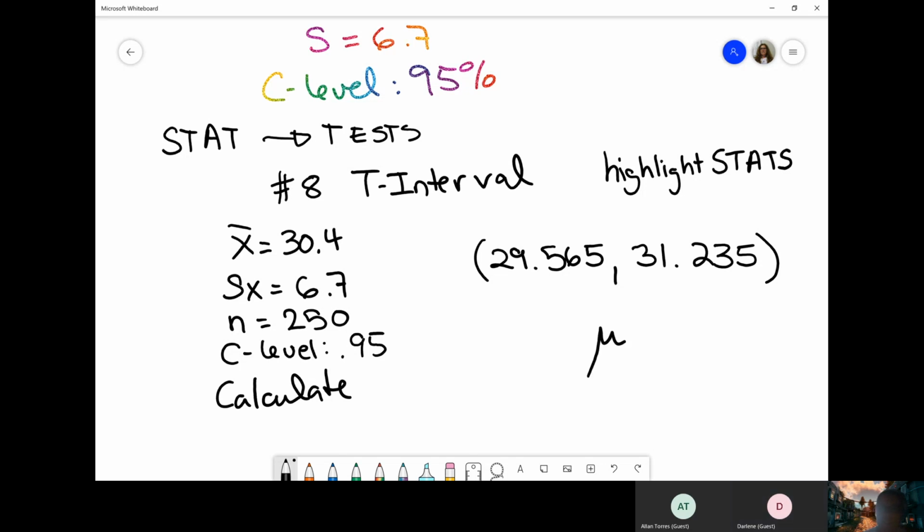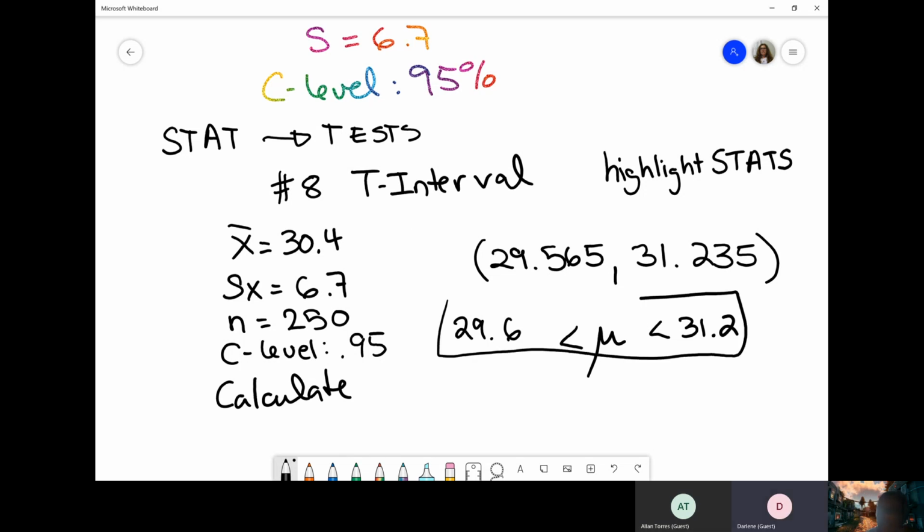The population mean, meaning the mean weight of all newborn baby girls, is somewhere between 29 point, and it says round to 1 decimal place, so 29.6 and 31.2. And that is your confidence interval. That's all you have to do when you use the confidence interval. You use the calculator.